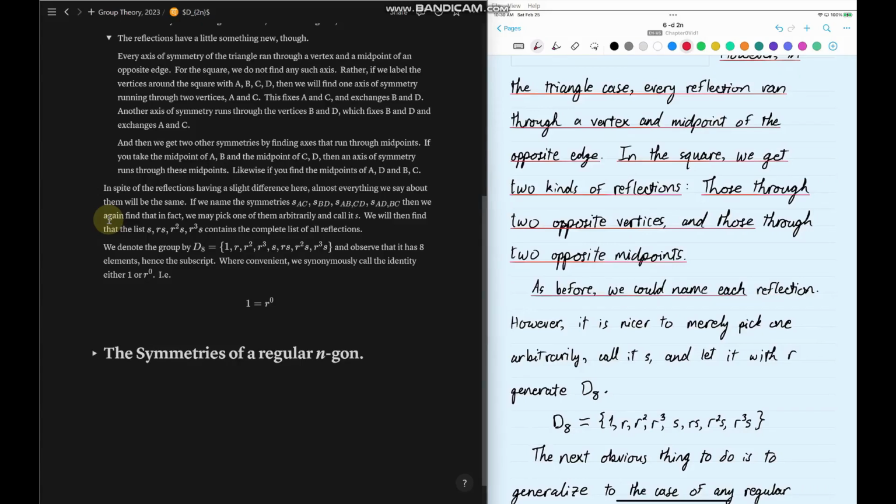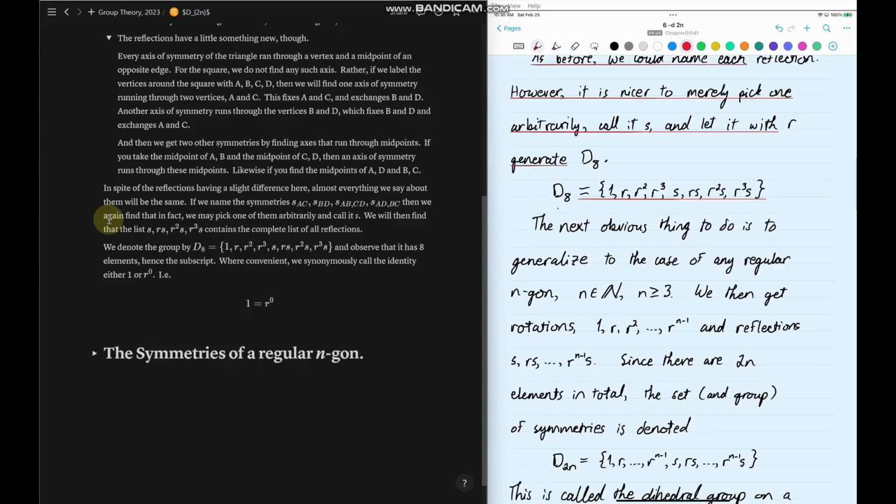As before, we could name each reflection. However, it is nicer to merely pick one arbitrarily, call it s, and let it with r generate D8. So D8 is equal to 1, r, r squared, r cubed, s, rs, r squared s, r cubed s. And the viewer is invited to check that no matter which reflection is chosen here, the list of all these others generates all of the other reflections.